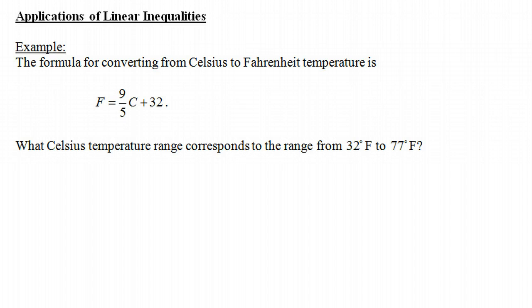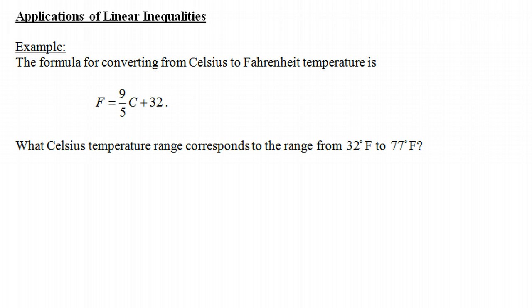In this video, we're going to talk about applications of linear inequalities. And in the first example, we're going to look at the formula for converting from Celsius to Fahrenheit temperature. That formula is F equals 9/5 C plus 32. Notice that if we plug in 0 for C, then F would be 32. What that means is that 0 degrees Celsius is equivalent to 32 degrees Fahrenheit.